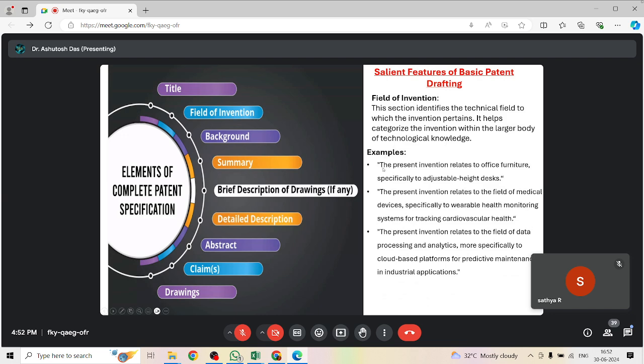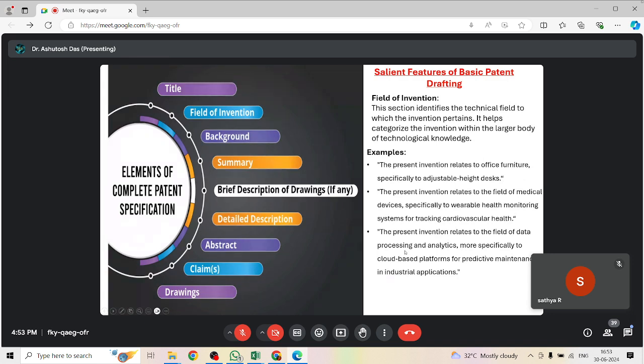So, for example, the present invention relates to office furniture, especially adjustable height desks. Office furniture can be a broad category, and adjustable height desk will be a smaller category. Similarly, this present invention relates to the field of medical devices, especially the wearable health monitoring system for tracking cardiovascular health. So, overall medical device, and these smaller categories.